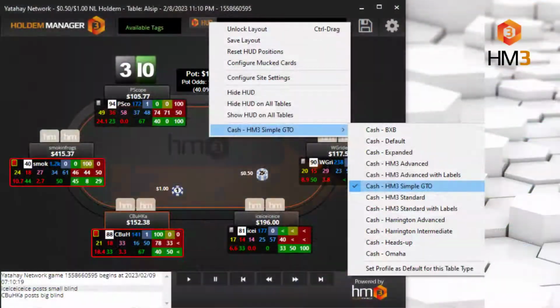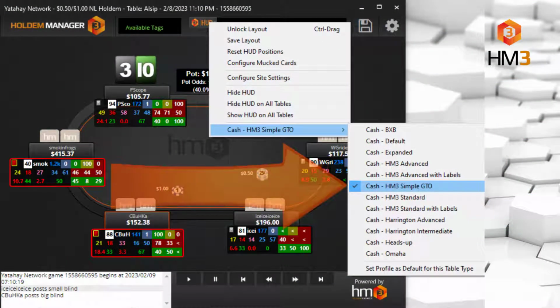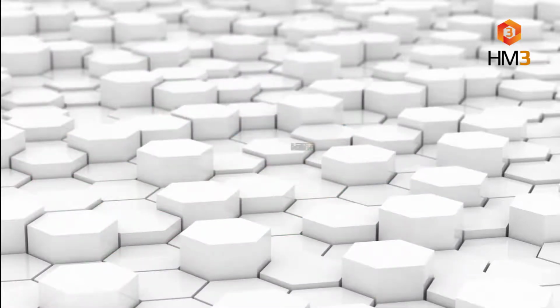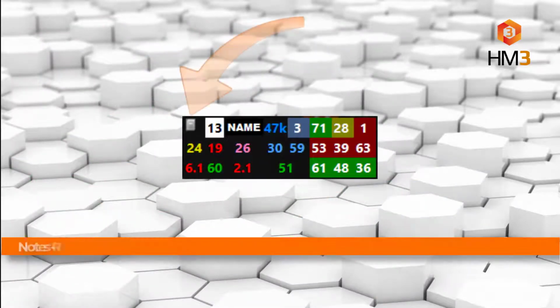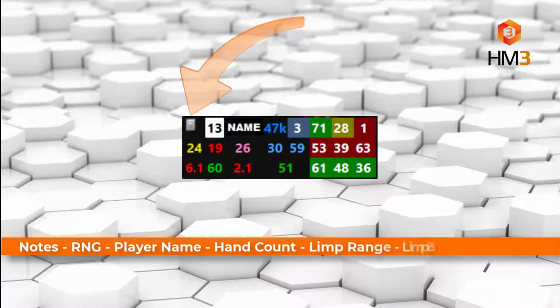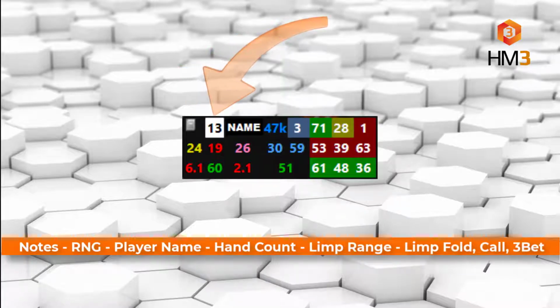To use the GTO HUD, select the Cache HM3 Simple GTO HUD. Let's start with the main table HUD. The first line displays notes to save information about the player, and a random number generator. This was added if you want to use mixed frequency plays. We have the player name, hands, limping range percent, the total range somebody's limping, limp fold, call, and 3-bet percent, and this is the percent of how often the player is limp folding, limp calling, and limp 3-betting.